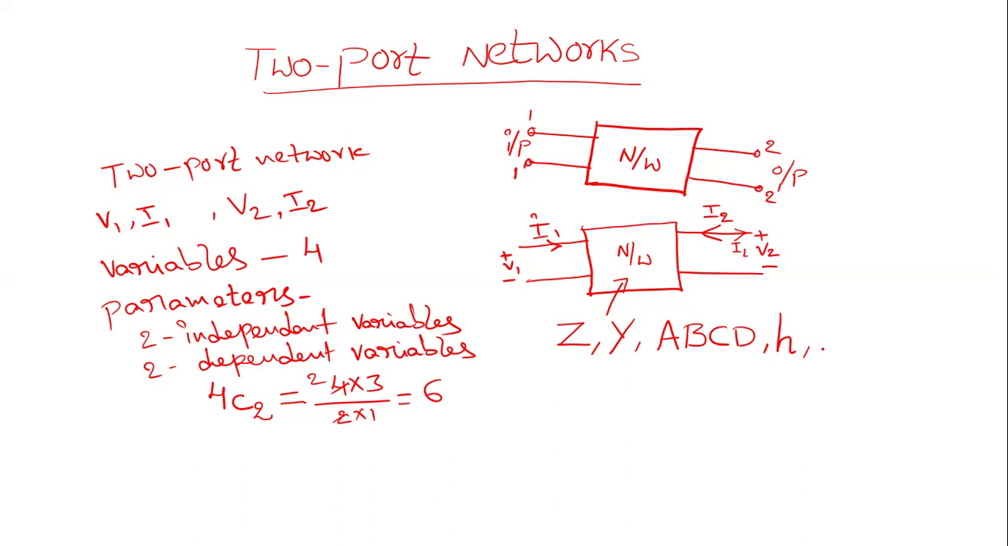What are the other two parameters? The other two are inverse ABCD parameters and inverse H parameters. The dash represents inverse: A dash, B dash, C dash, D dash of the transmission parameters, and inverse H parameters. So these are the 6 different parameters that exist for a given two-port network. Now let us go into detail on how to determine these parameters for a given two-port network.